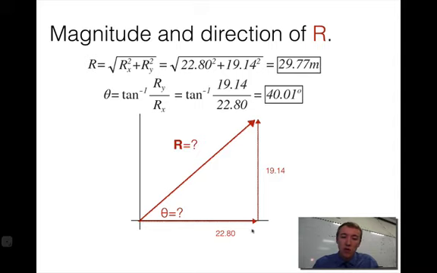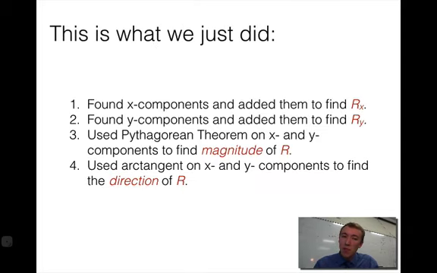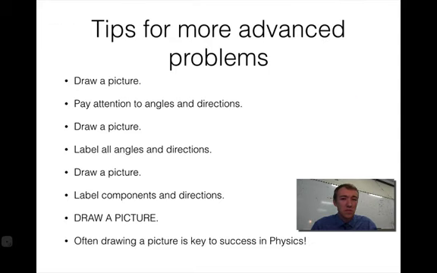We found the horizontal components, the vertical components, added the horizontal, added the vertical, and now we can use those to find the resultant vector's magnitude and the angle at which it's moving. Kind of a recap of that. This is what we just did. Found the x components, added them together to make the x component of the resultant vector. We found the y components, added them together to find the y component of the resultant vector. We used the Pythagorean theorem of those x and y components to find the magnitude of vector r, the resultant vector. Then we used the arctangent or the inverse tangent of those x and y components to find the direction of vector r. Very important that you understand the steps we took there.